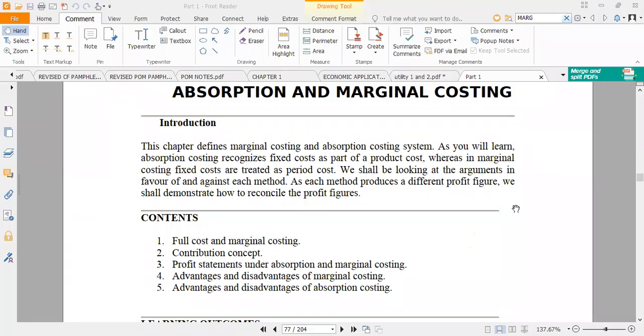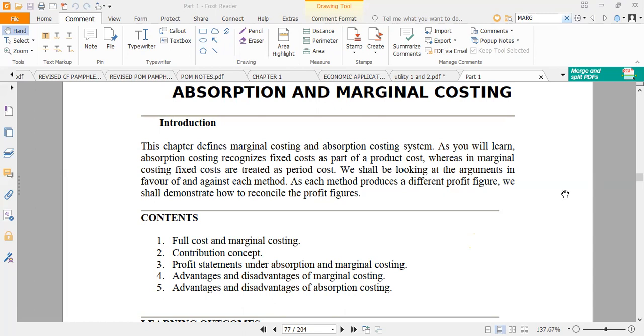And this evening we are looking at absorption and marginal costing. Now, as we look at absorption costing to start with, this is the full product cost, where we are looking at the total product cost in terms of both the variable cost per unit of a product and then the fixed cost per unit of a product.